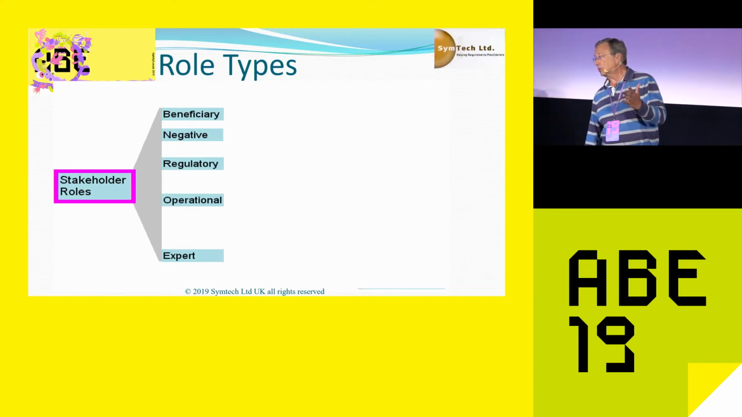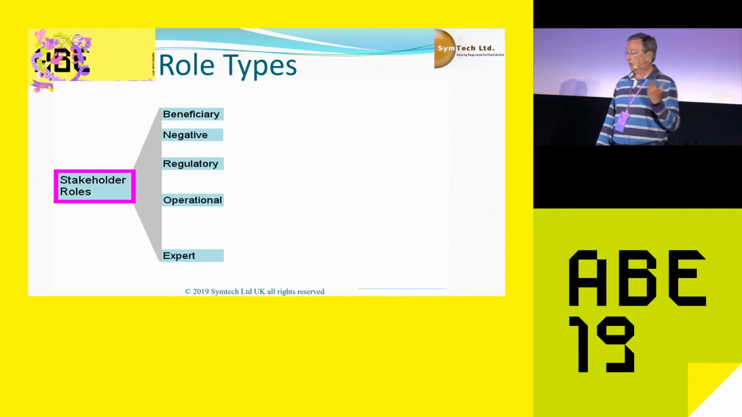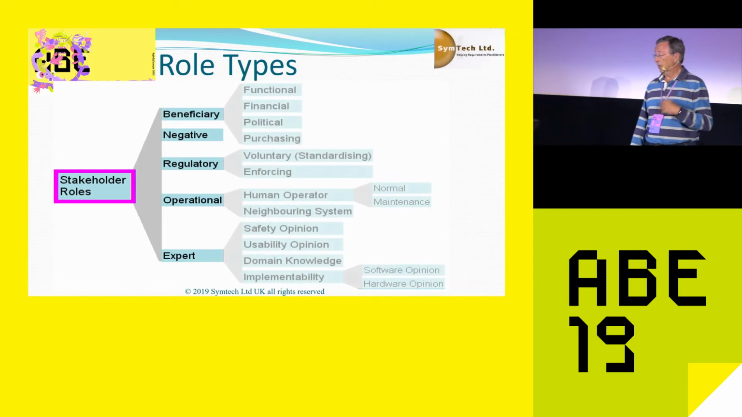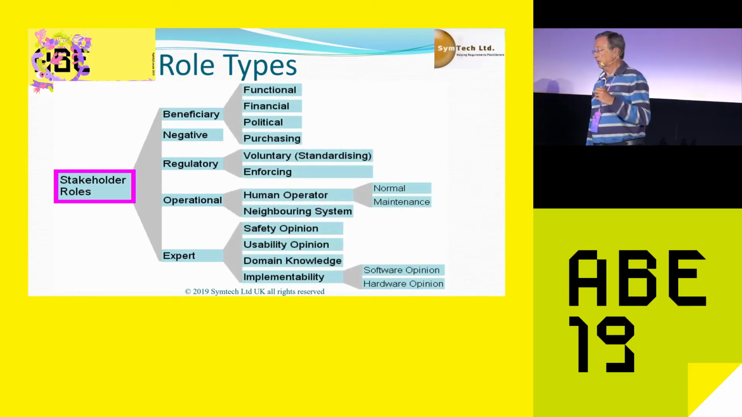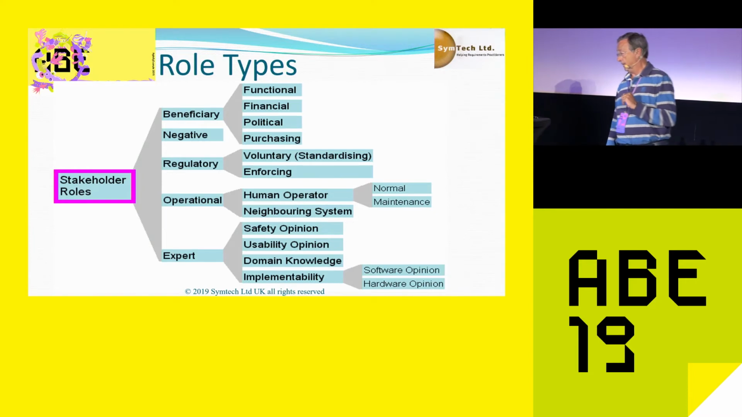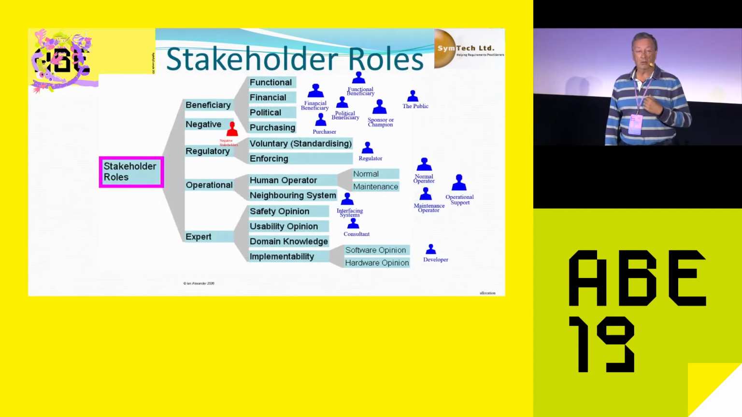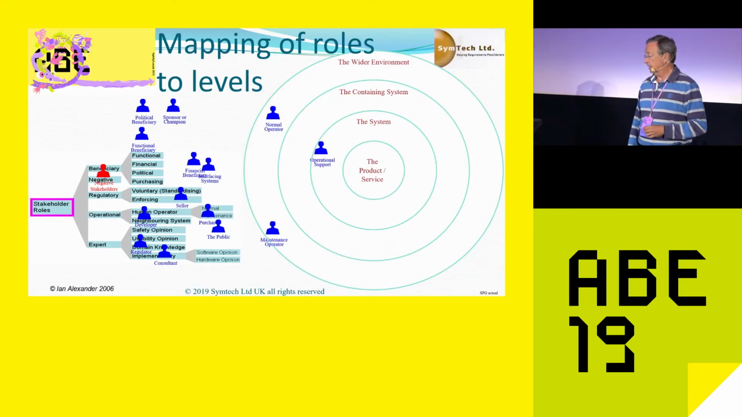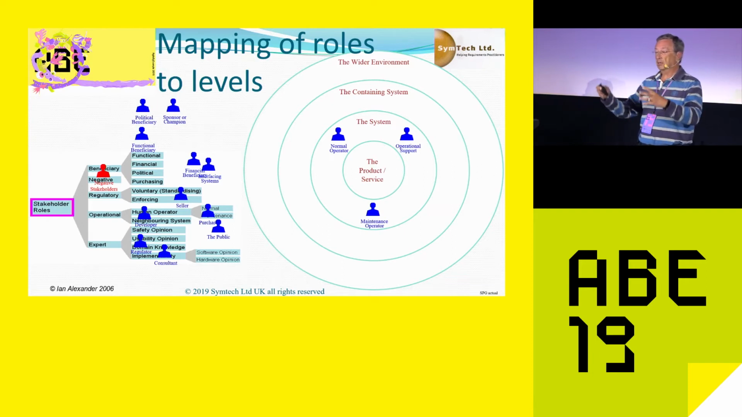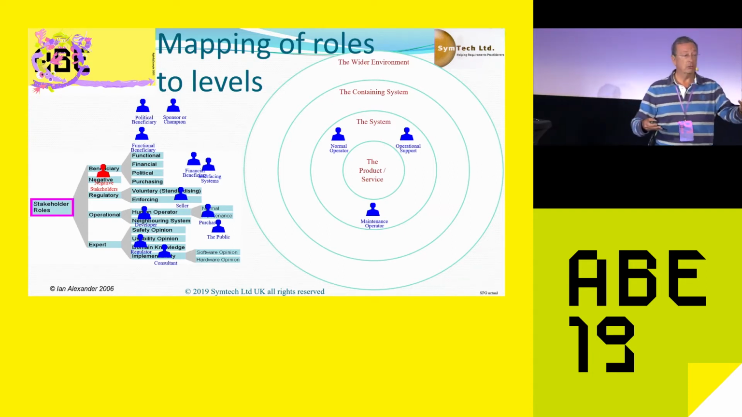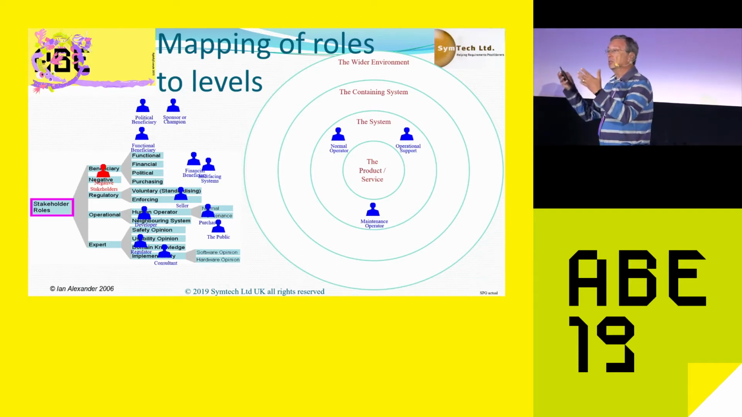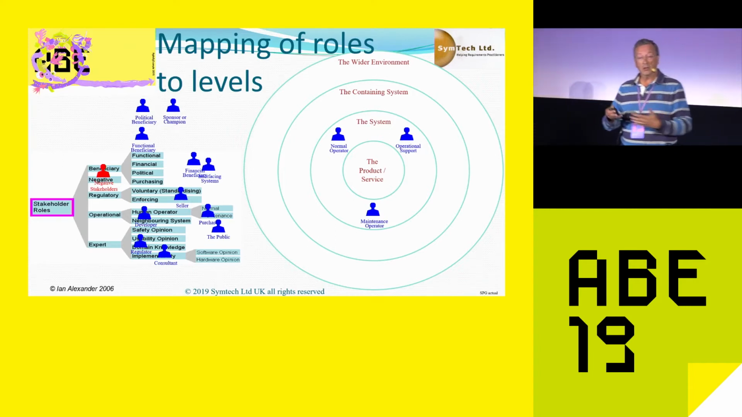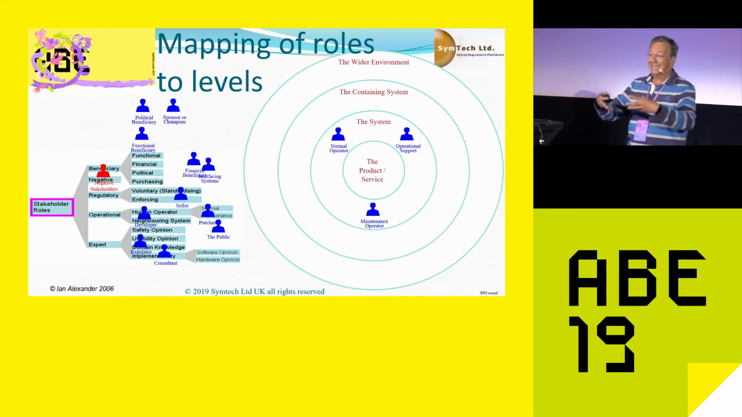So the stakeholder roles are beneficiaries, negative stakeholders, regulatory, operator, and expert. And then they're further broken down into the financial beneficiary, the functional beneficiary, political, purchasing, etc., etc. So we've got all these wonderful stakeholders, and we've got to put them within the onion model. So the first layer is those things that actually touch the product, the system. So that's the normal operator or the users as we talked about them. There's also support. Don't forget support. And also don't forget maintenance as well. So those are the inner layer, the people who actually physically touch the system.